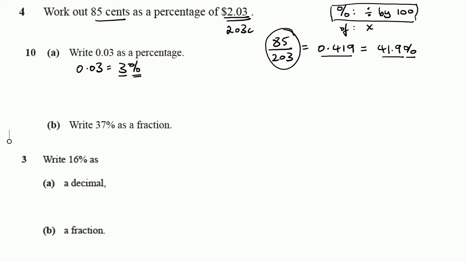37% as a fraction. Well, if I do 37 and I use that percentage sign to mean divide by 100, and if I put that into my calculator, it's going to give me the fraction, 37 over 100. And that's all there is to it. If it wanted it as a decimal, I could just convert that fraction to a decimal and get 0.37. Let's move on.